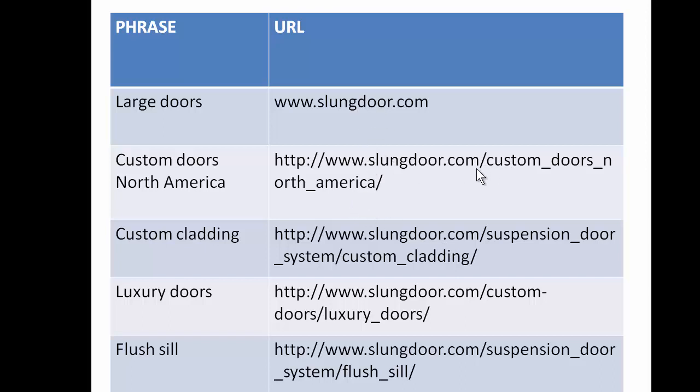For example, for the flush seal, we chose this one ending with flush seal, right? Custom cladding, the same approach. Custom doors, once again the same approach. And what is the approach? The approach is to put the phrase in the URL. Once again, put the phrase that refers specifically to that page at the end of your website domain name. So slangdoor.com/something, and that something is actually your phrase.